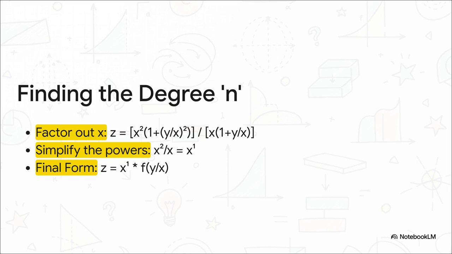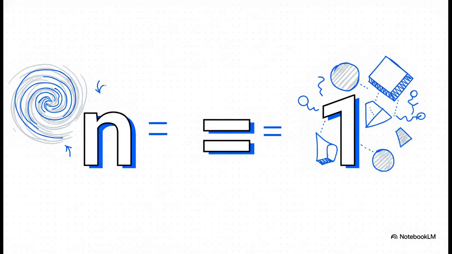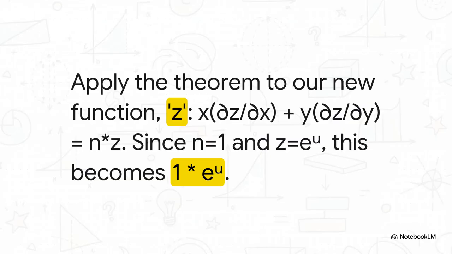You simplify x squared divided by x, and you're left with x to the power of 1. And there it is, just like that. The degree of homogeneity, our magic number n, is simply 1. That's the key we needed. That little number unlocks the rest of this puzzle. Now we're ready. We can apply Euler's theorem.